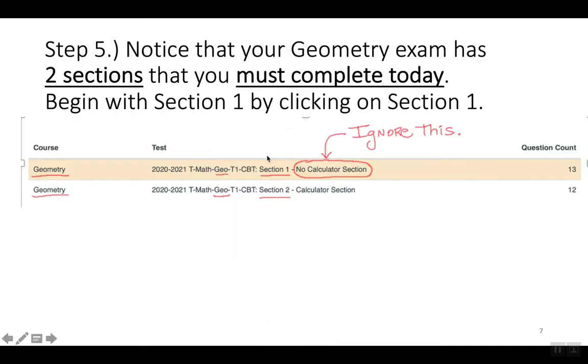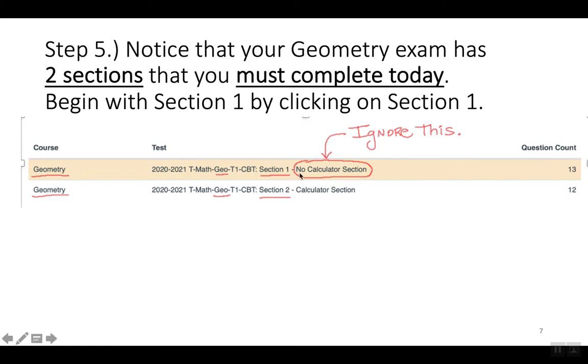Once you log in, you're going to see your exams, okay? Now it's very possible that you're going to have exams from other subjects as well. So you have to make sure that you're clicking the exam for geometry. Believe it or not, I've had students start doing exams from other classes. For example, science or English. Or maybe they'll have an algebra test there. Make sure you're clicking the exam for geometry.